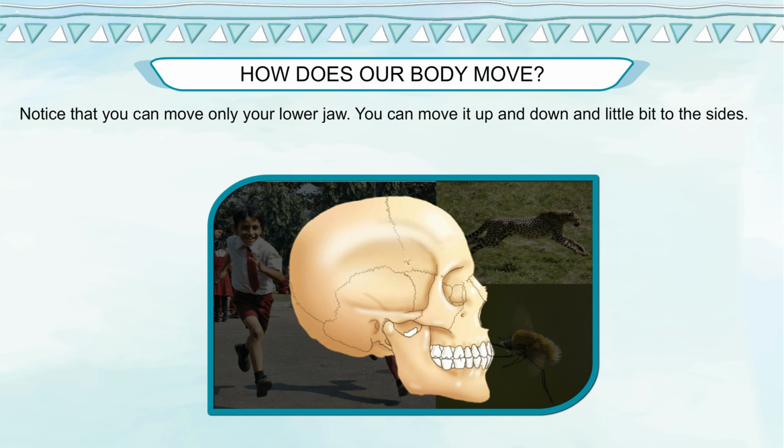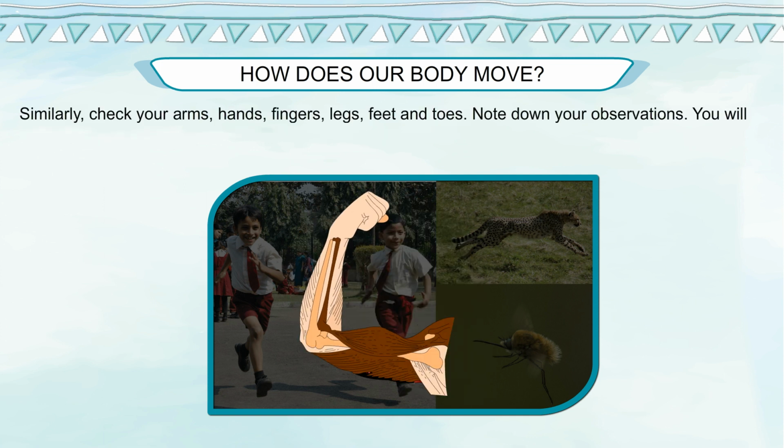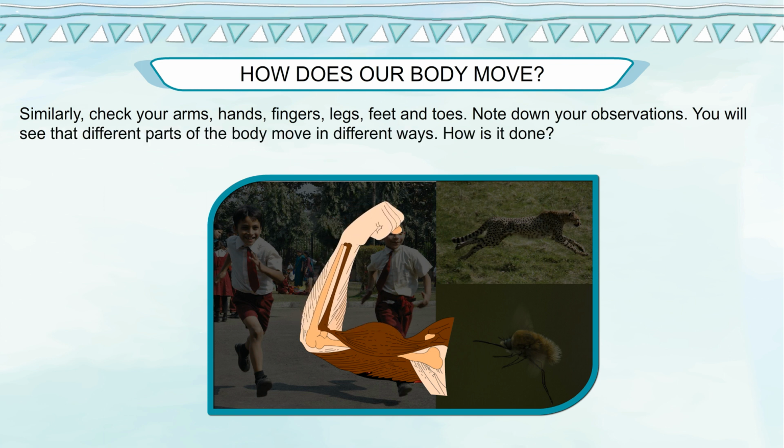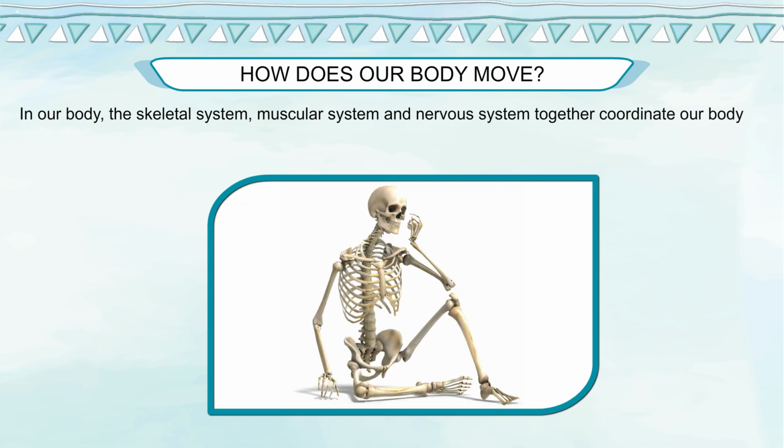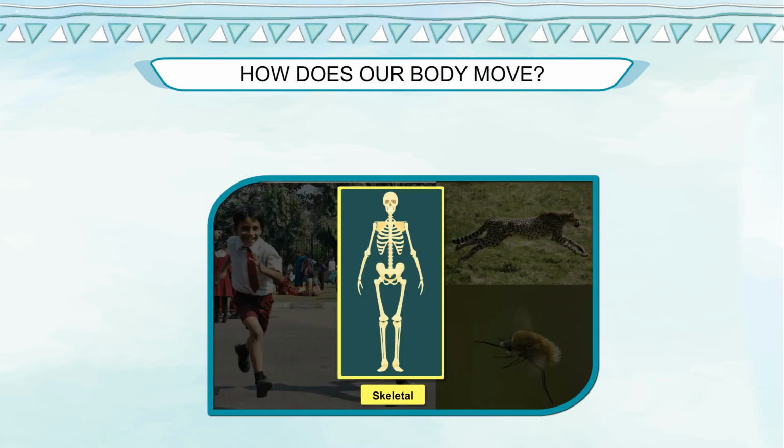Notice that you can move only your lower jaw. You can move it up and down and a little bit to the sides. Next, move your neck. You can move it left, right, up and down. Similarly, check your arms, hands, fingers, legs, feet and toes. Note down your observations. You will see that different parts of the body move in different ways. How is it done? In our body, the skeletal system, muscular system, and nervous system together coordinate our body movements.